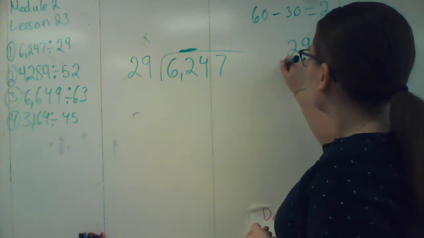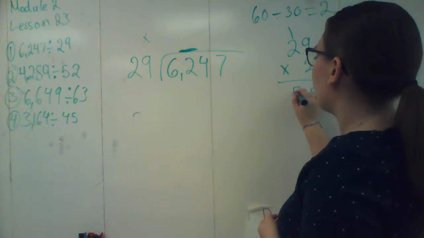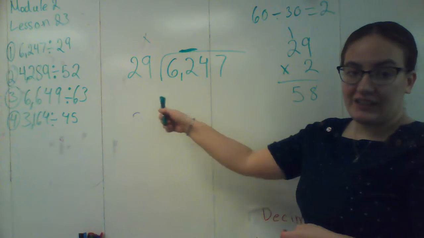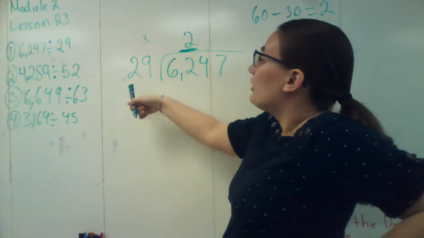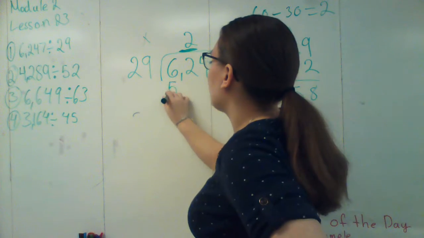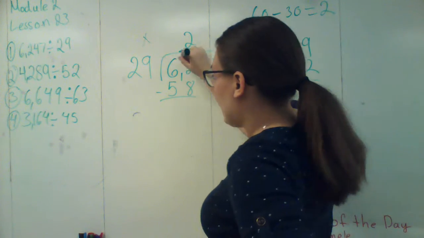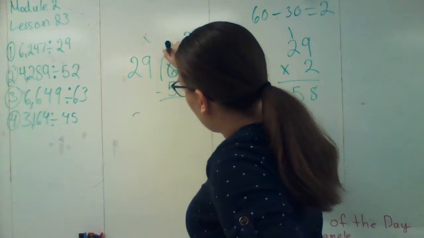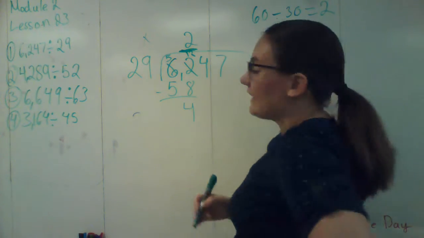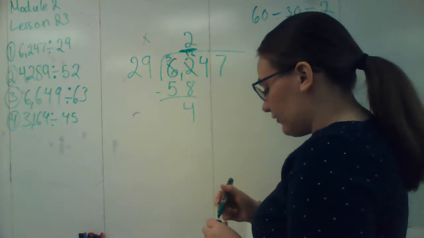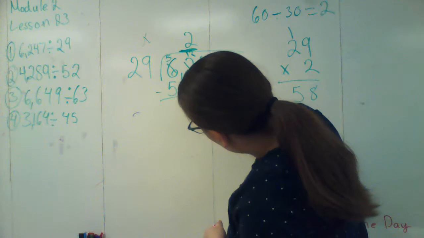So I have 29 times 2. 9 times 2 is 18. 2 times 2 is 4, plus 1 is 5. So 58 does fit into 62, and that's probably as big as it's going to get. So I'm going to put a 2 up here. 29 times 2 is 58. And then I'm going to go ahead and subtract. Now 2 minus 8, I can't do that, so that becomes a 12. And this becomes a 5. And 12 minus 8 is 4. Now I still need to bring down the 4 right here for my next step.